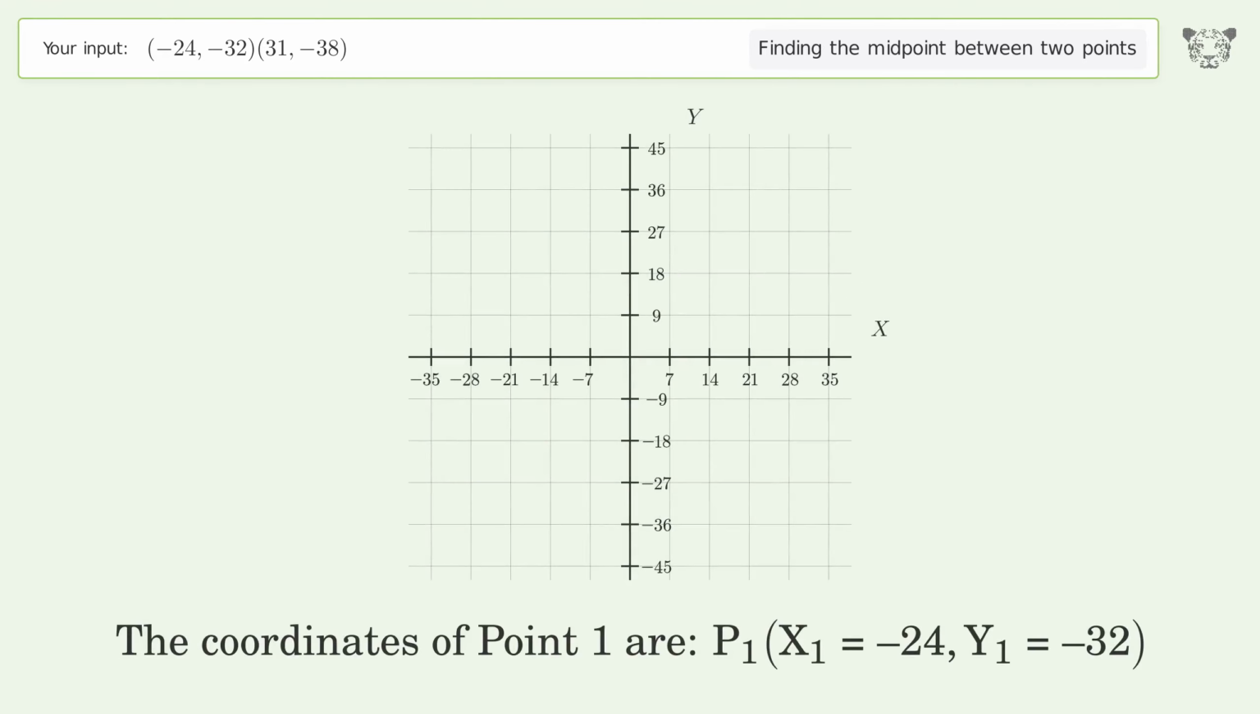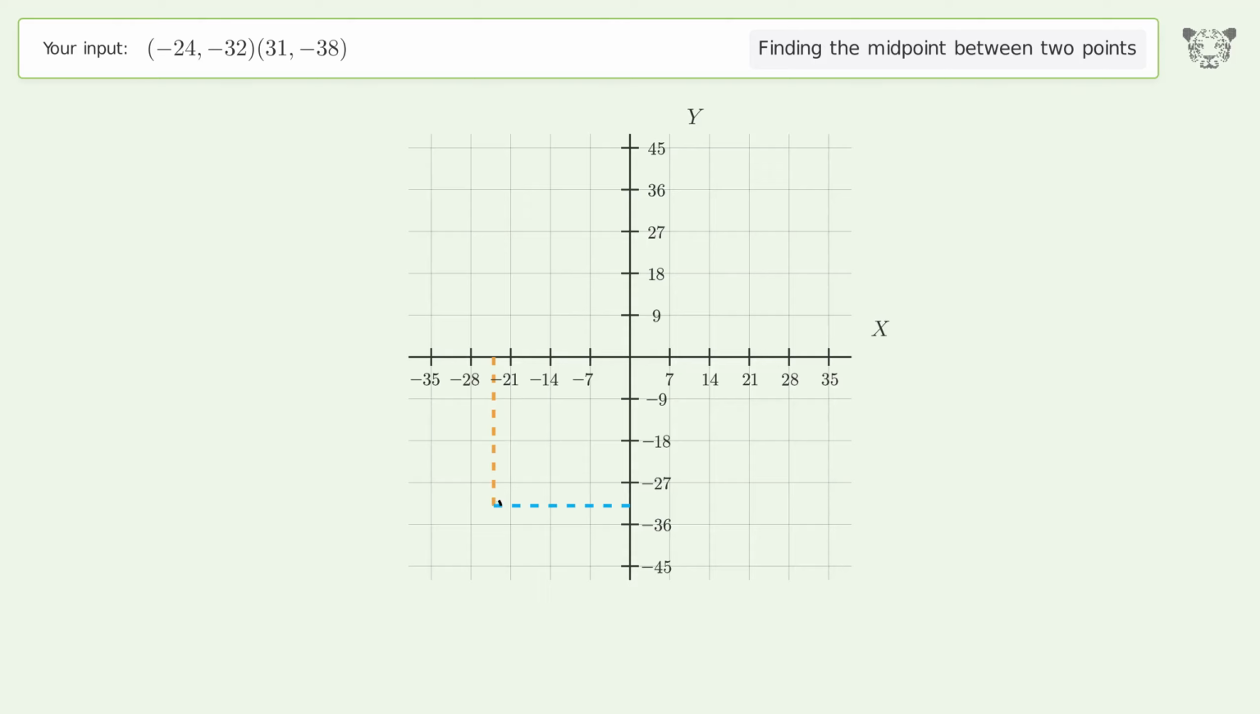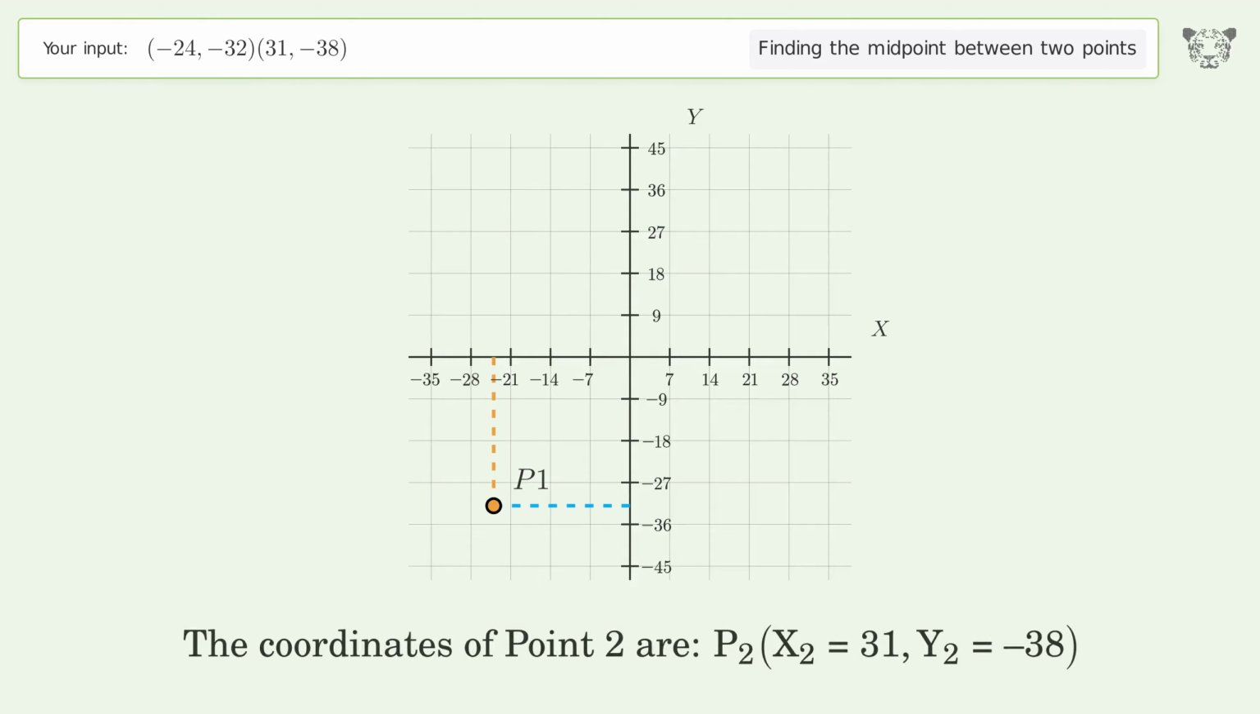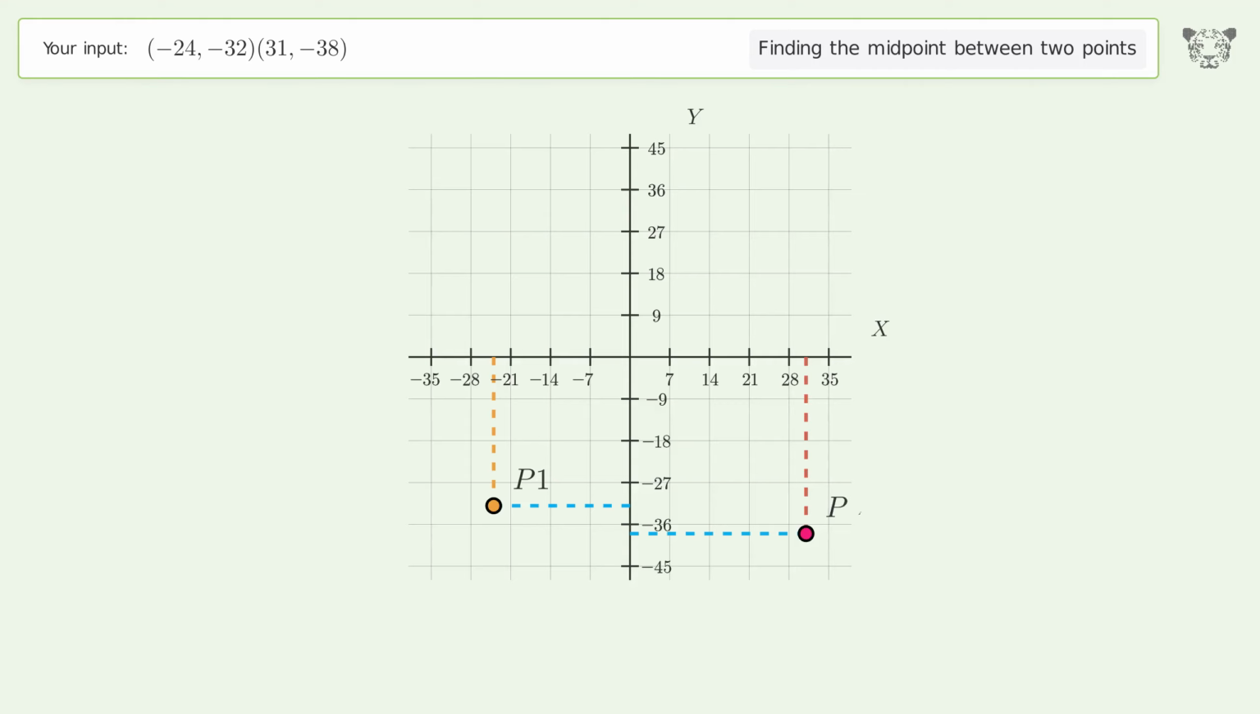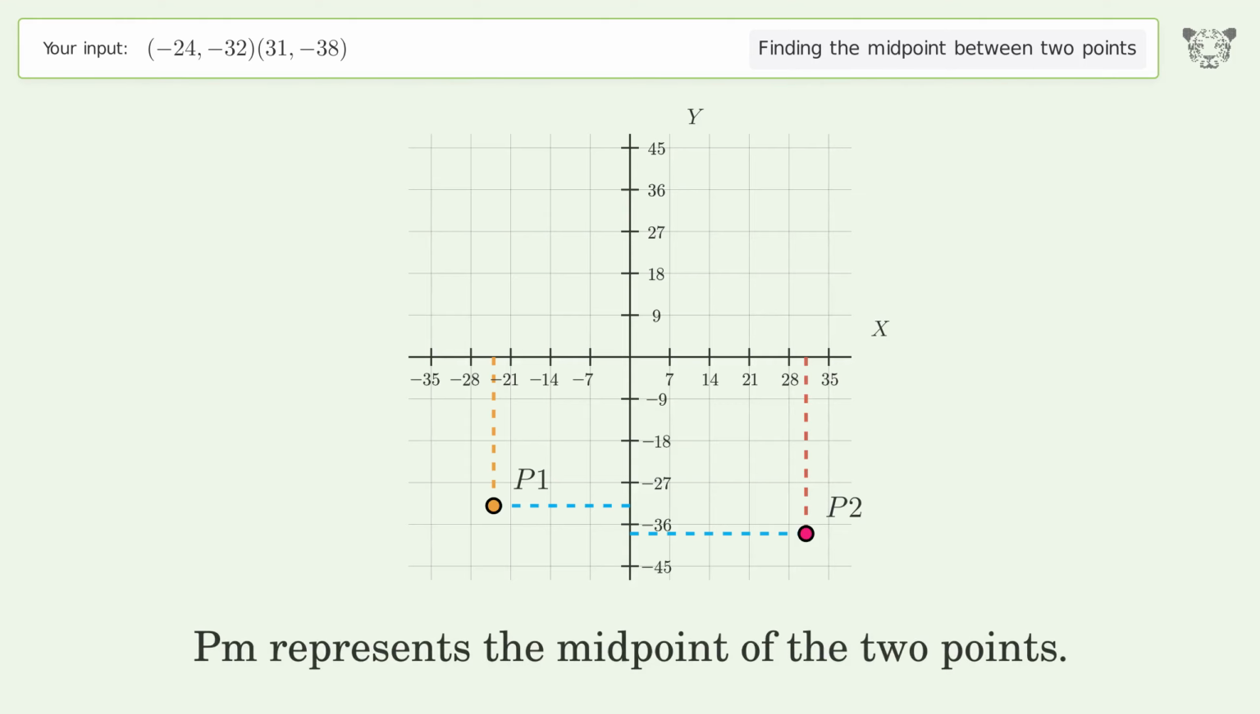The coordinates of point 1 are, x1 equals -24, y1 equals -32. The coordinates of point 2 are, x2 equals 31, y2 equals -38. PM represents the midpoint of the 2 points.